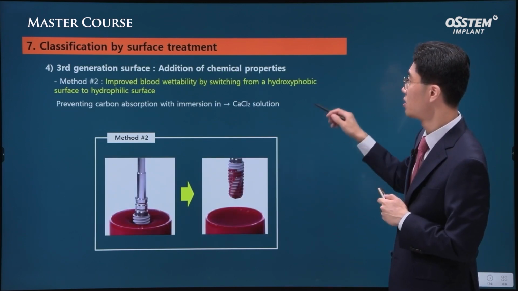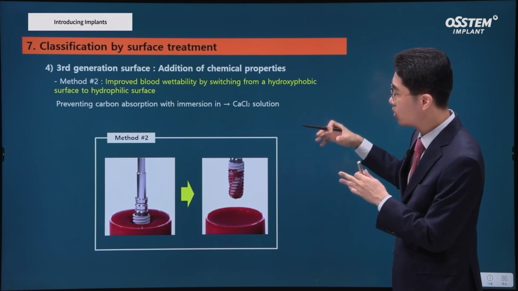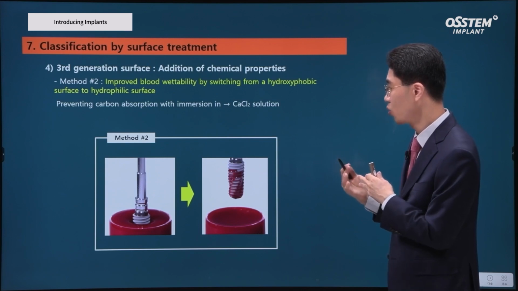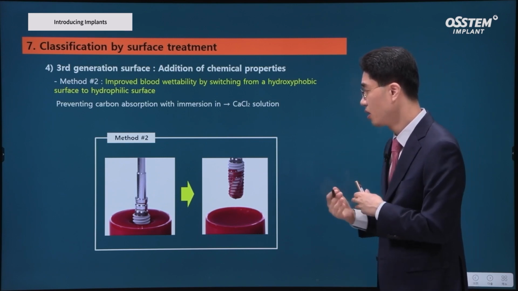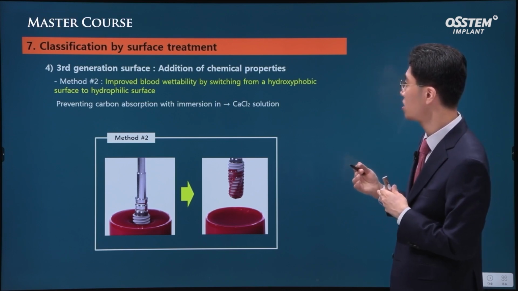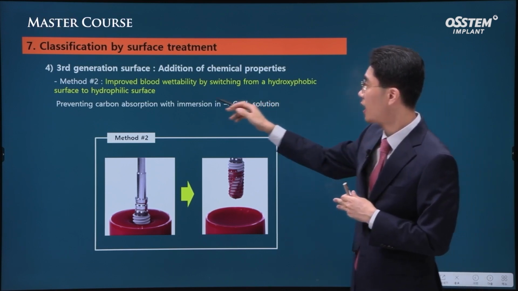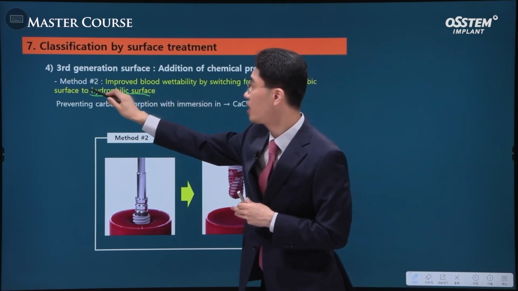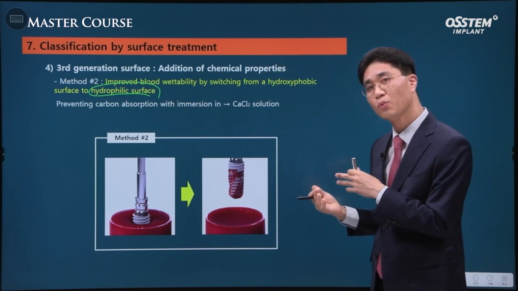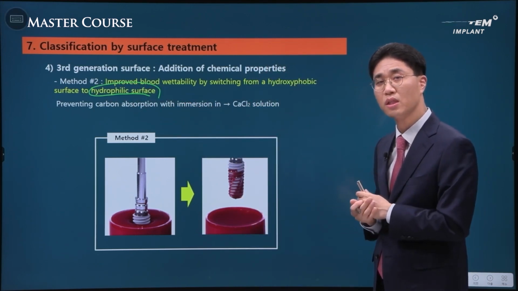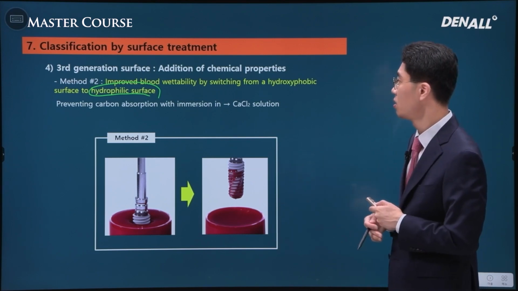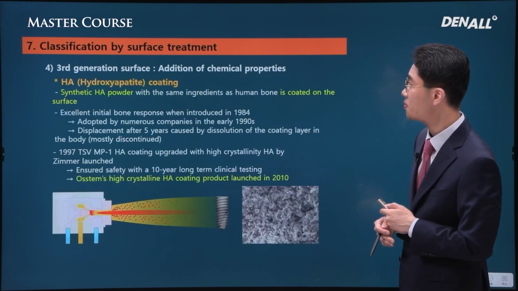Others include implants with improved blood wettability by switching from a hydrophobic surface to hydrophilic surface. When we place implants, in order to promote osseointegration, there needs to be more blood. Therefore, surface has been changed to hydrophilic surface. With this, wettability is improved. Such surface treatments are continuing to be developed.